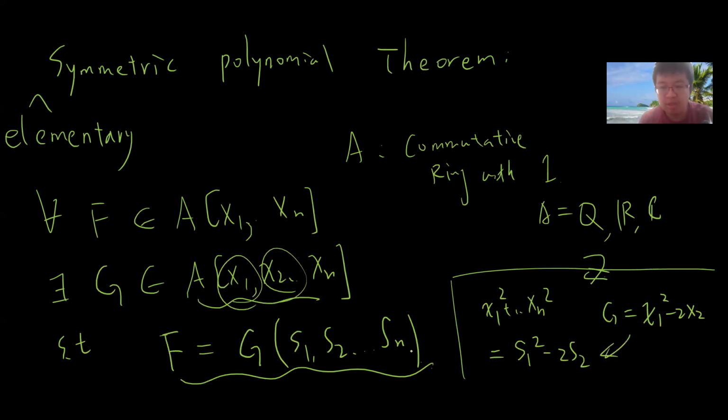So every symmetric polynomial can be viewed as an element of the polynomial ring, but with the variables being the elementary symmetric polynomials.